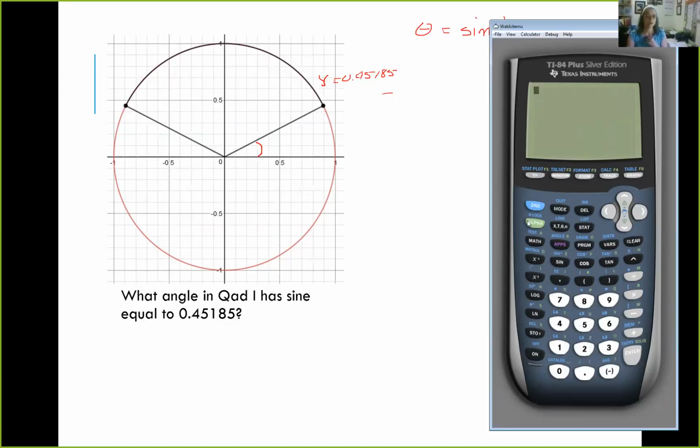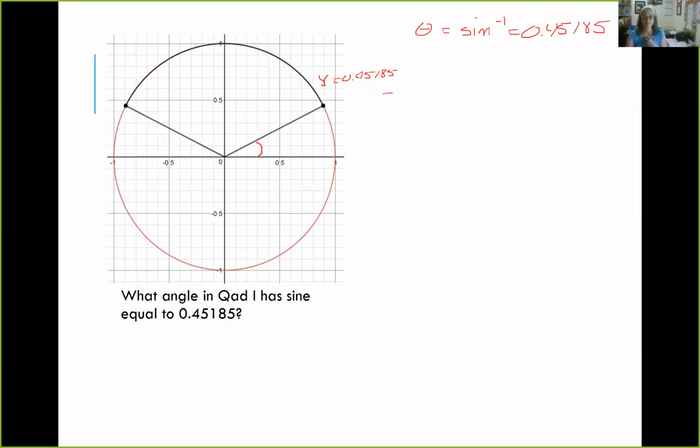If you've got a TI, you type second, inverse sine, and then put in 0.45185 and hit enter. And we get an answer of 26.86 degrees.